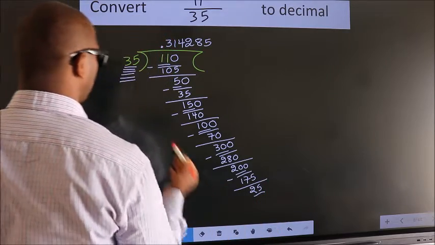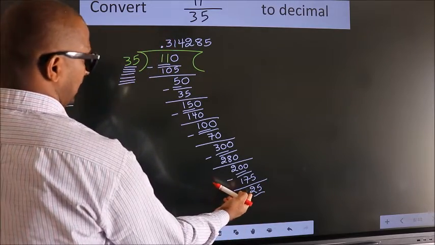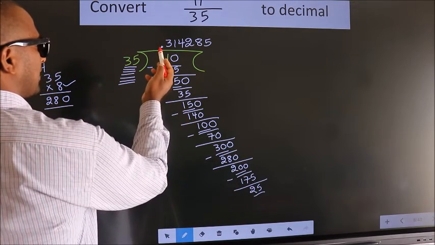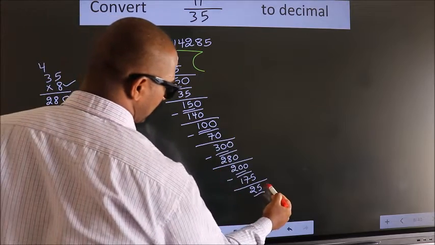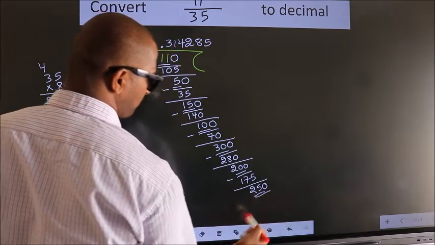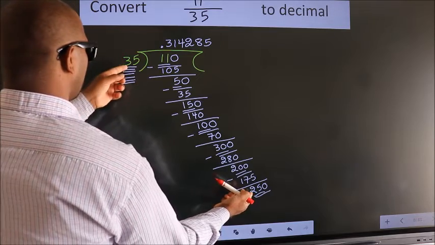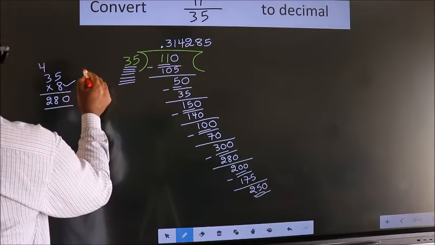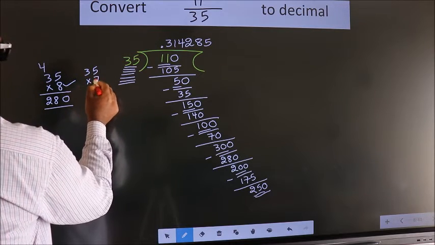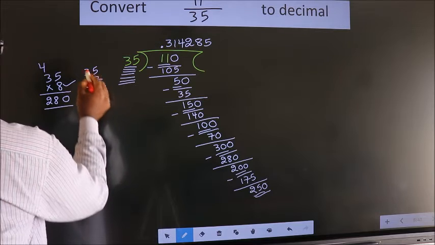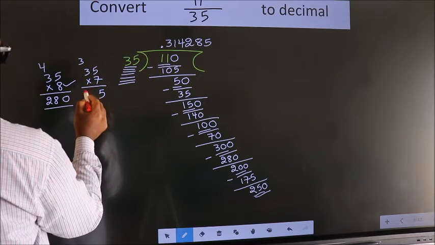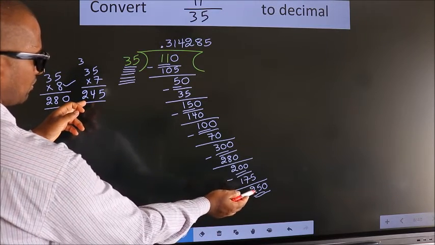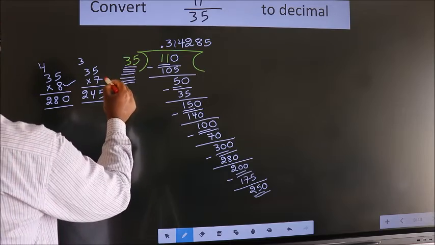Here we have 25, here 35. 25 is smaller than 35, and we already have the decimal, so we can directly take 0. So 250. A number close to 250 in the 35 table is, let us go with 7. So 35 7 times. 7 5s 35, 5 3. 7 3s 21 plus 3, 24. So 245 is close to 250. So we should go with 7 times.